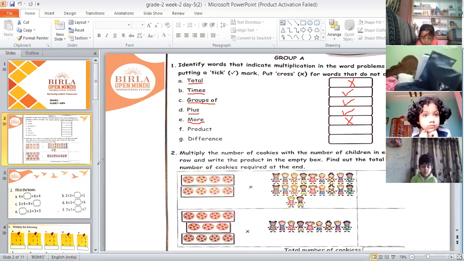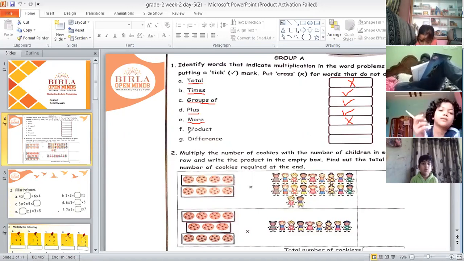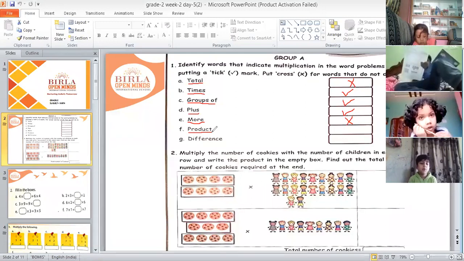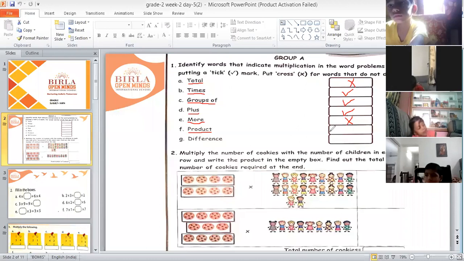Okay. Aryan, read the next word. P-R-O-D-U-C-T. What is that? Product. Very good. Now tell me, is it related to multiplication? No, ma'am. This is related to multiplication. Aryan, this is related to multiplication.